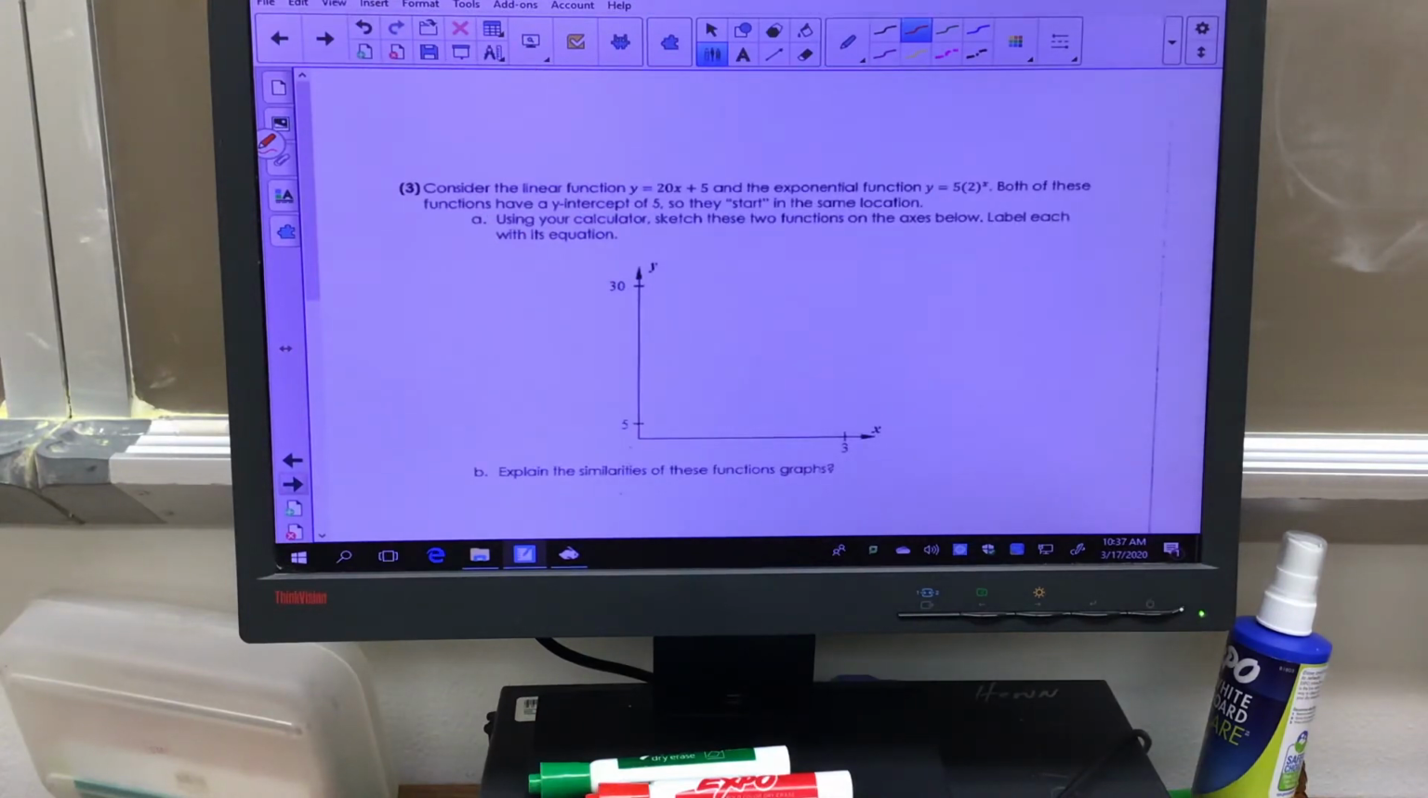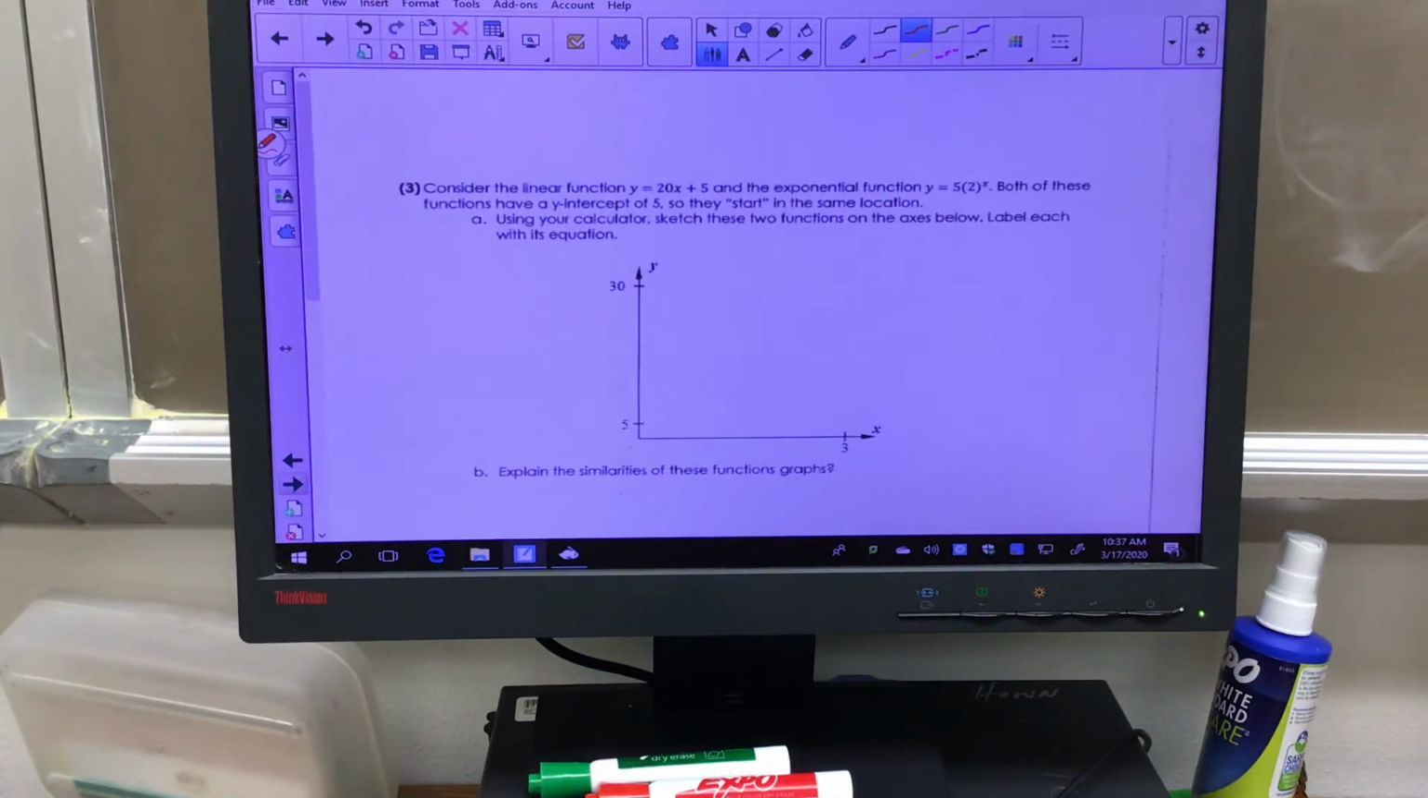Alright, consider the linear function 20x plus 5 and the exponential function y equals 5 times 2 to the x. Both of these functions have y-intercepts at 5, so they're going to start at the same location. Using your calculator, sketch these two functions on the axis below. Label each with its equation.